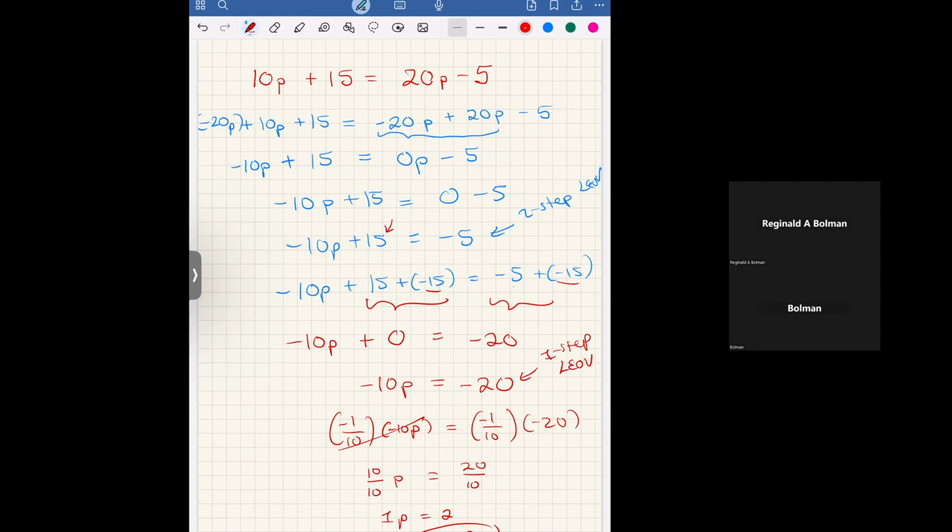You only have two options. You're either going to use the additive inverse or a multiplicative inverse 9 times out of 10. Unless you have a distribution problem case, you're only going to want to focus on those two main operations.